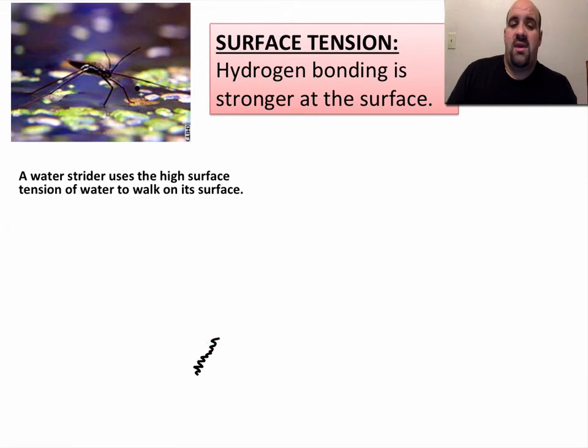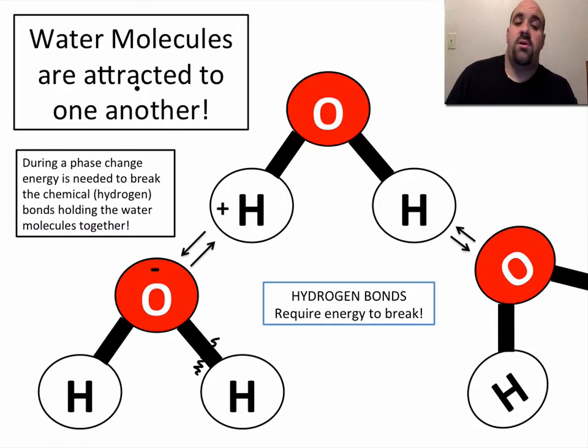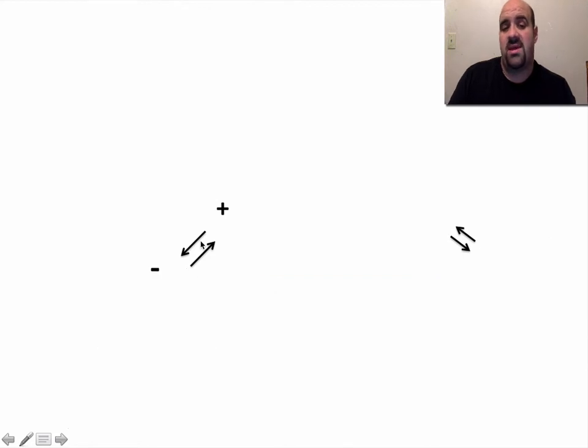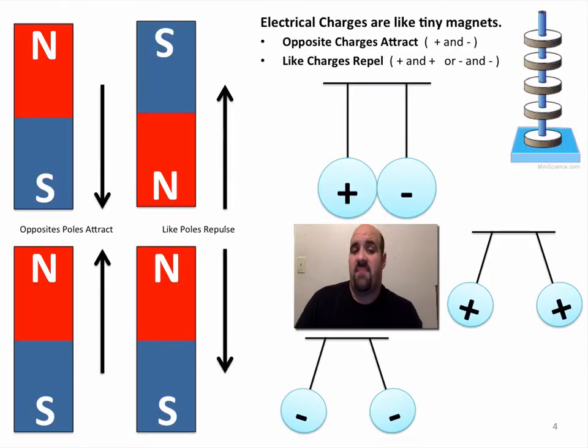And the important key here is water molecules. There's a plus side and a minus side. Water molecules stick together. They have cohesion. Water molecules are attracted to one another. This creates surface tension and a whole host of things due to the electrostatic force. Opposites are attracting, and so forth. Just like magnets, electrical charges, same thing.